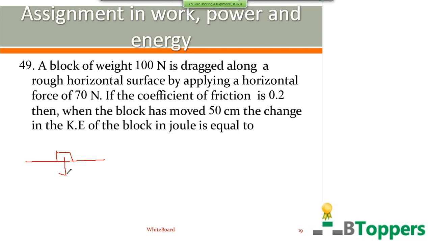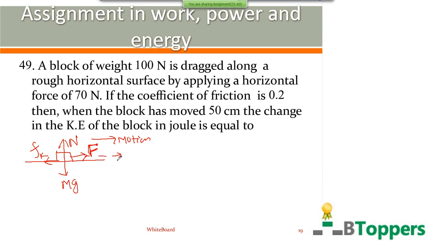So let us consider the forces acting on the block. Its weight mg acts vertically downwards. The normal reaction on the block by the floor acts vertically upwards. Let F denote the magnitude of the horizontal force applied on the block, which acts in the direction of the motion. Fk denotes the magnitude of kinetic friction on the block, which acts opposite to the direction of the motion.